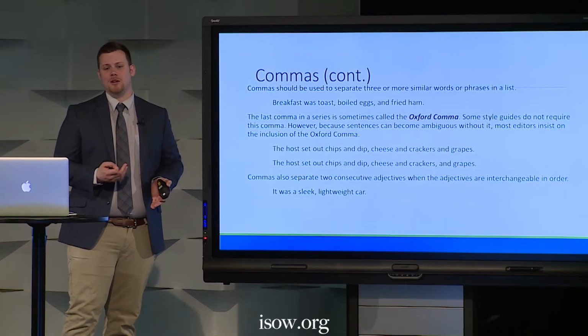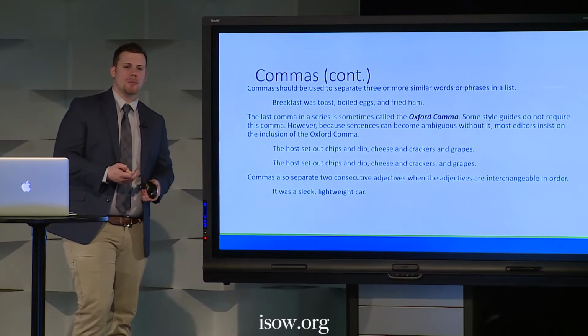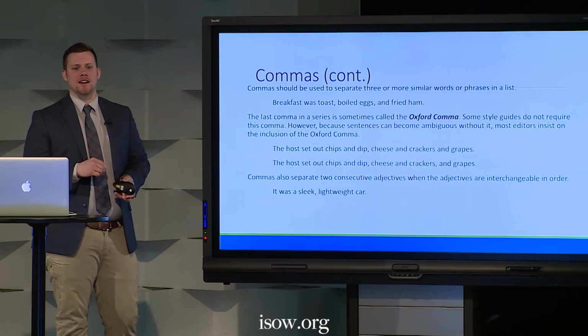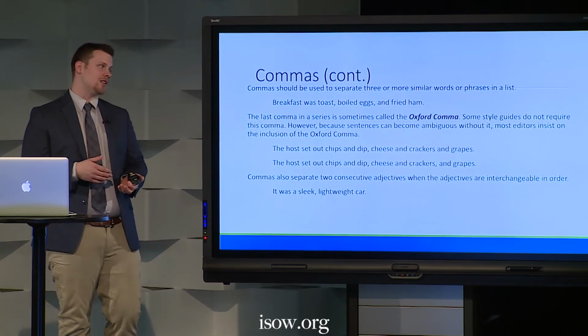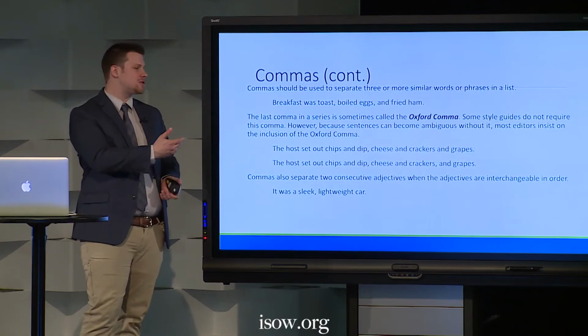Some people prefer that you do. So you don't have to. But I stand firmly on the side that says you need it, because what it does is it makes it clear exactly where the list stops.